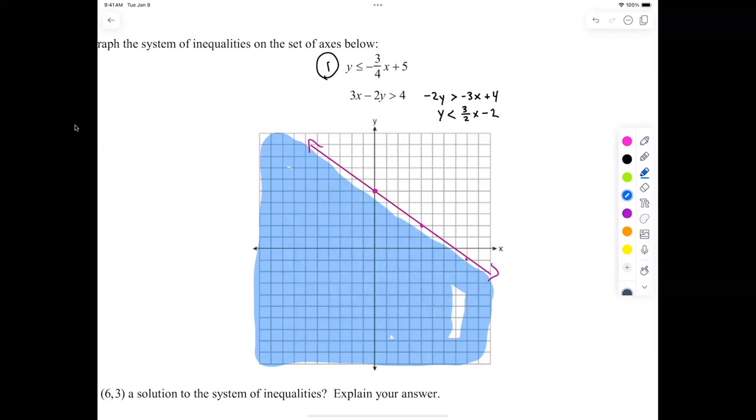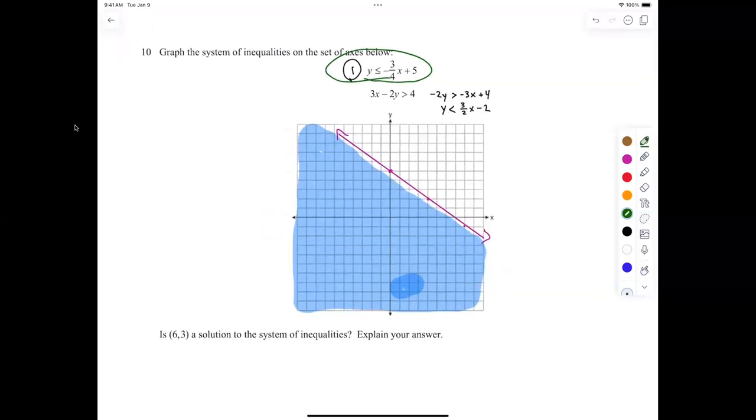All right, Leah, you get to graph the other one. We're graphing the top one first. Leah, come on. Tell me, are you graphing? What did you do to graph -3/4 x plus 5? Where is the next? Are you on question number 10? You understand what we're doing now?